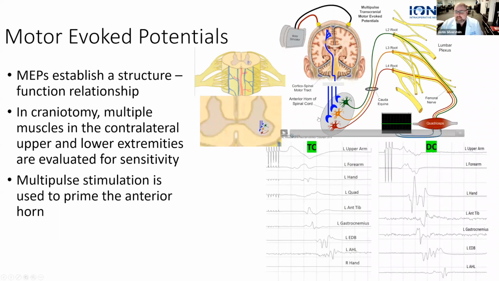And the idea is that in order to get this response, we need that multi-pulse stimulation, which is what we show here in the schematic. What we're doing here is priming the anterior horn of the spinal cord, to prime the synapse between the upper motor neuron and the lower motor neuron, in order to get that time-locked response on a screen that essentially looks like this. So that's where multi-pulse stimulation is very useful and needed in anesthetized patients.